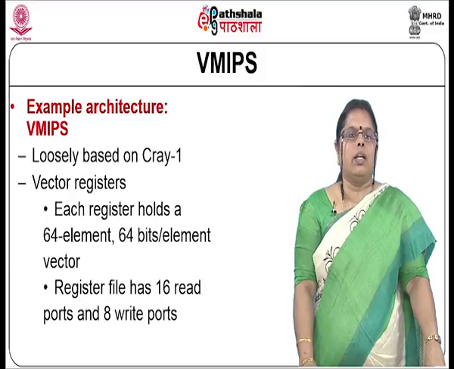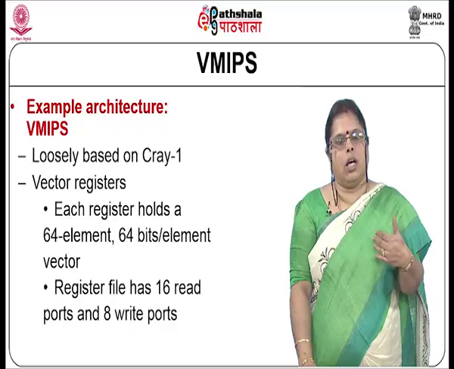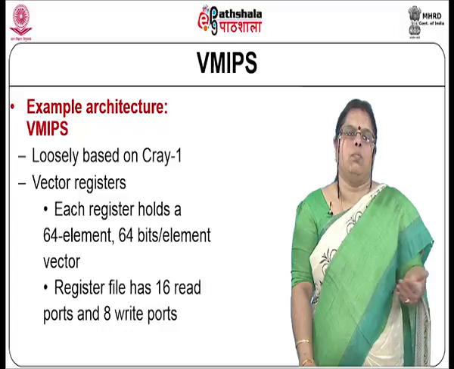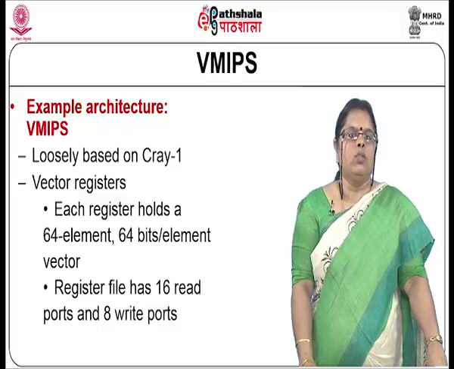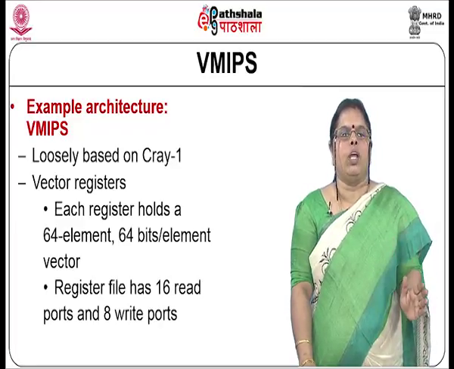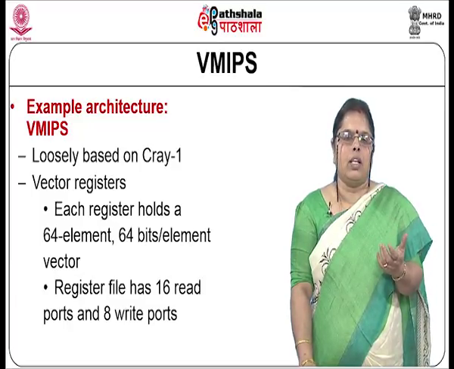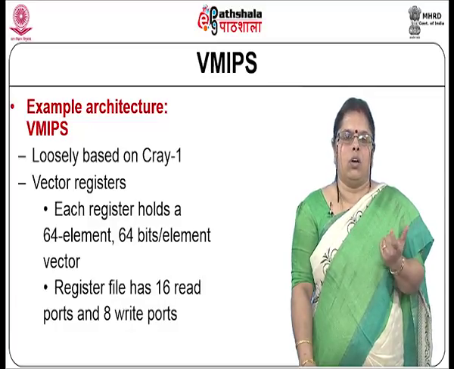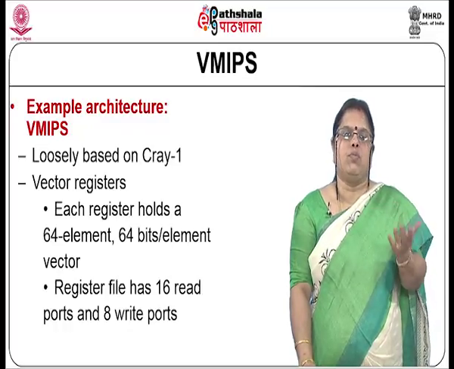The example architecture that we are going to look at is the vMIPS architecture. We have already had a lot of discussion on the MIPS architecture. This vMIPS architecture is a vector implementation of the MIPS architecture. It is loosely based on the Cray-1 supercomputer. When you look at vector registers, each register holds a vector with 64 bits per element. Earlier, our scalar registers were capable of storing only one 64-bit operand. Now, we have a vector register which is capable of storing 64 such elements.